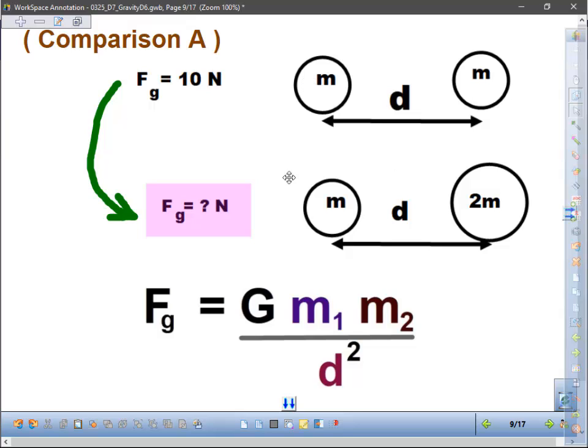Now, let's talk about mass 1. What is mass 1 doing? Go from here to here. What's mass 1 doing? Is it increasing, decreasing, or staying constant? Mass 1.